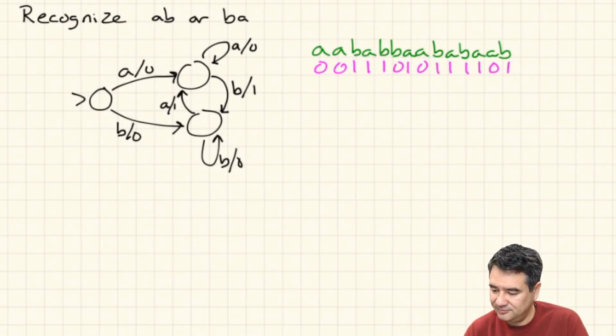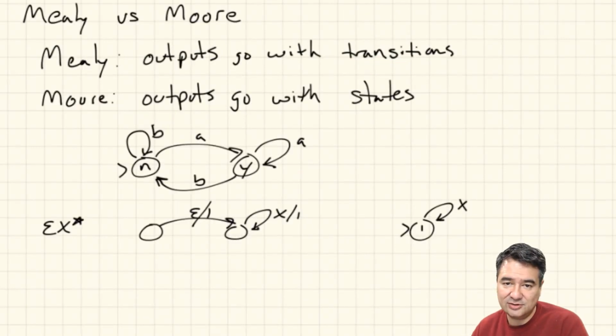And then finally, just very briefly said that Mealy and Moore machines are actually equivalent. It's just that in Moore machines, the outputs go with the states. In Mealy machines, the outputs go with the transitions.